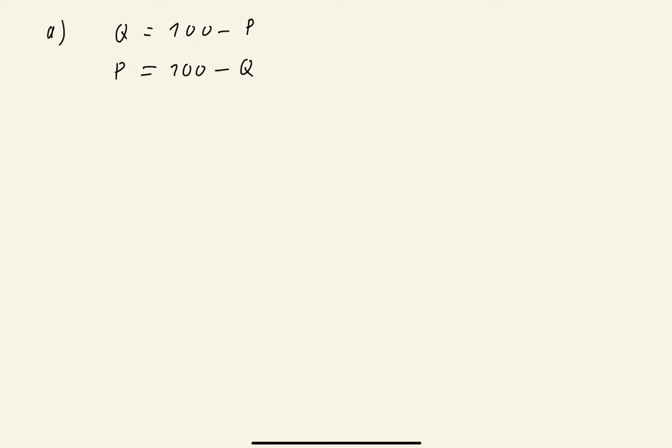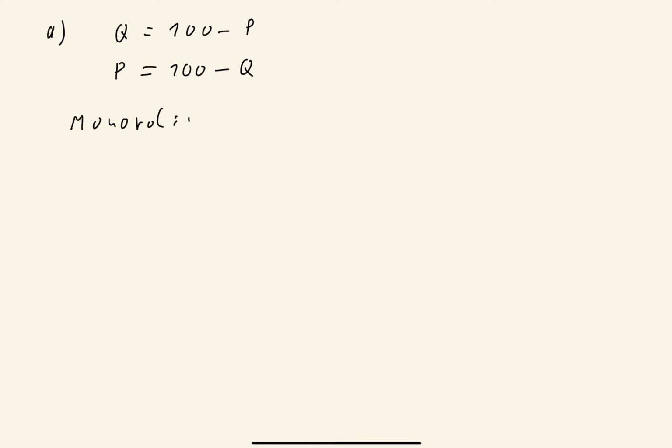Since we have a monopolist here, he can choose either the price or the quantity. It doesn't matter. It's different from what we would have in perfect competition and in an oligopoly. Here the monopolist can choose either the price or the quantity that he's producing. So what's the optimization problem of the monopolist?